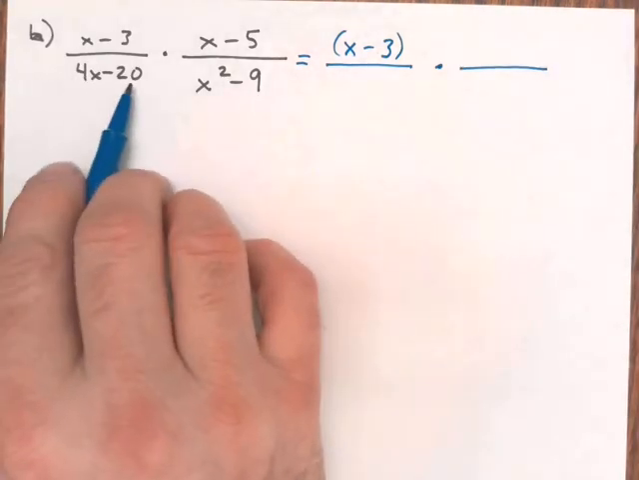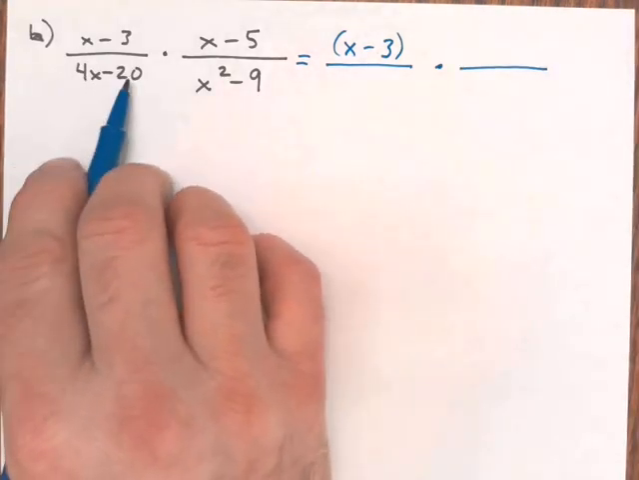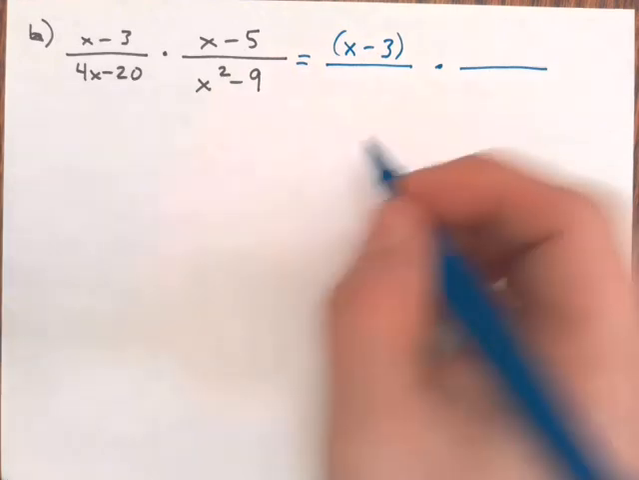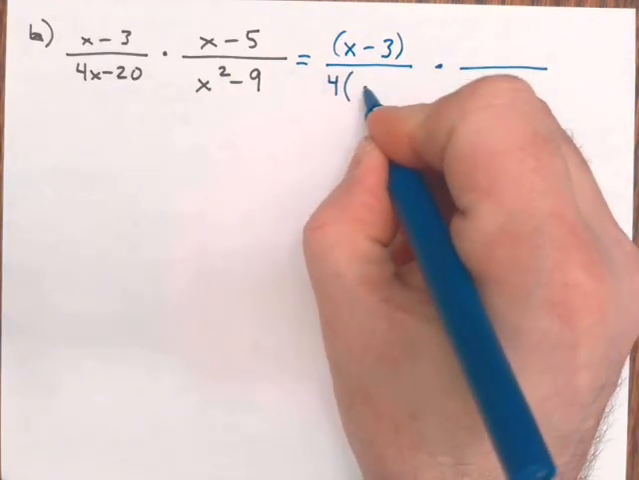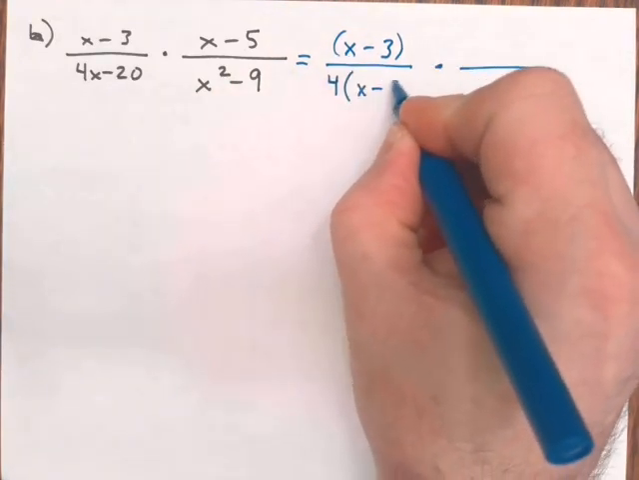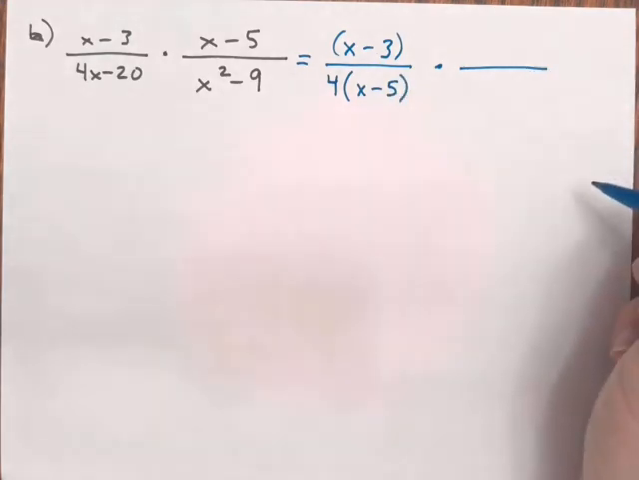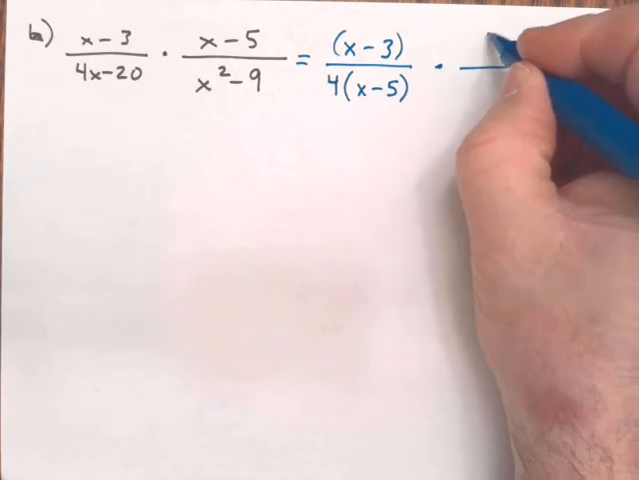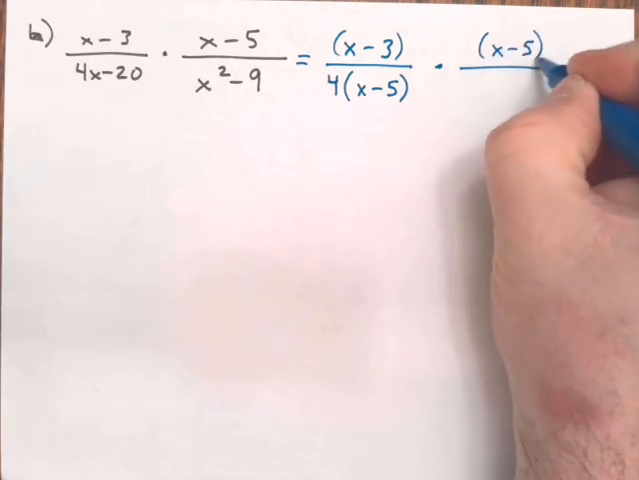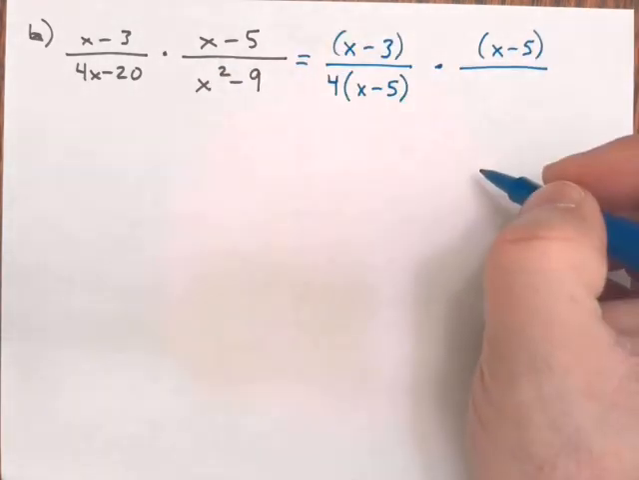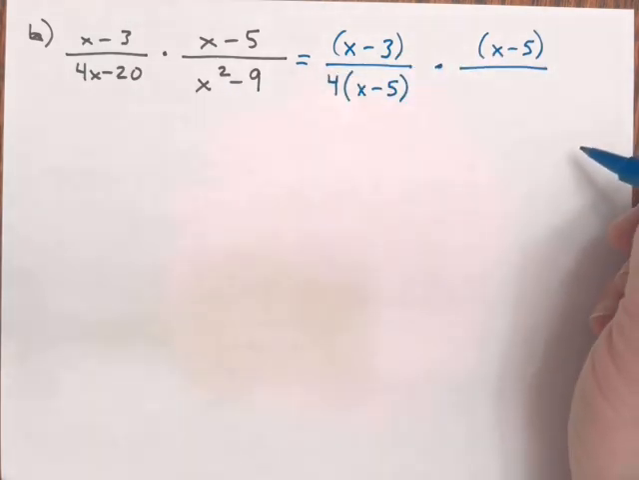On the bottom of this first fraction, I have 4x minus 20. There's a common factor of 4 there. If I factor that out in front, I do get an x minus 5, and that doesn't factor anymore. The top of the second fraction is an x minus 5, which does not factor. The bottom of that second fraction is an x squared minus 9. That is a difference of squares pattern.